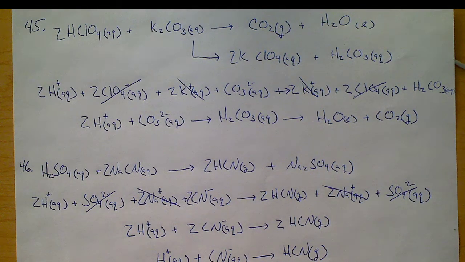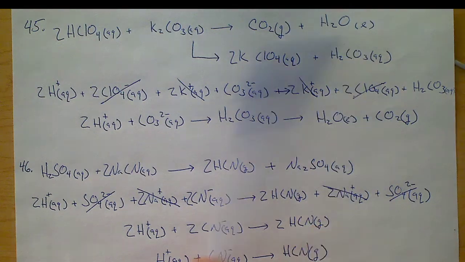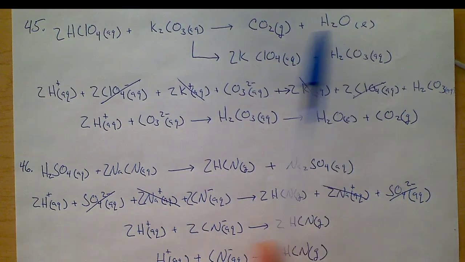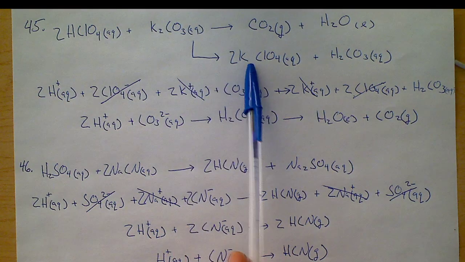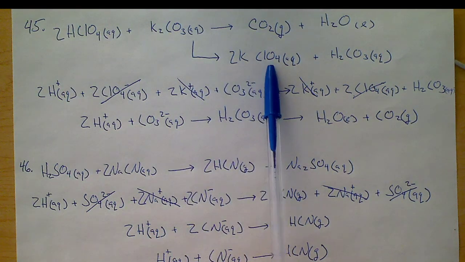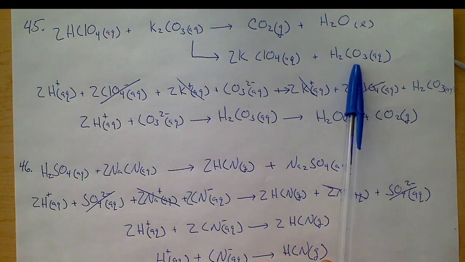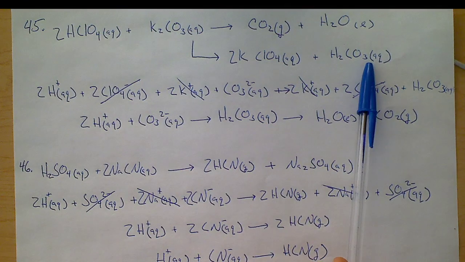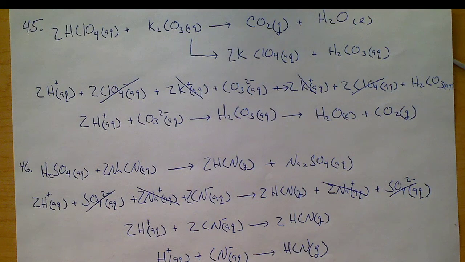So if we take a look at 45, just to point out what we would expect: as our products we will get carbon dioxide and water, but how we get the carbon dioxide and water is that what we really get is the reaction products of potassium perchlorate and carbonic acid. That carbonic acid is going to decompose to give you carbon dioxide and water in the end.